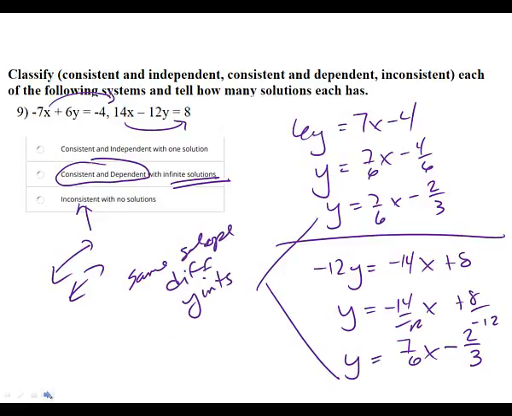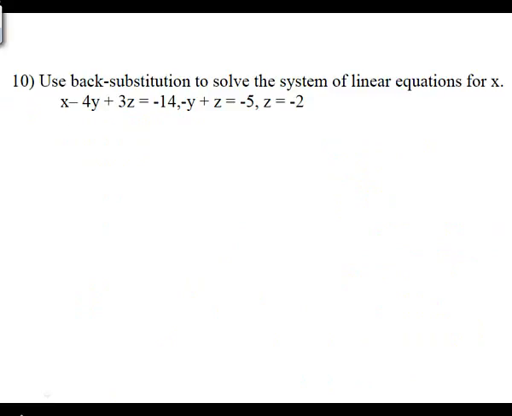All right, number 10. You ready? We're supposed to use back substitution. Even if it didn't say use back substitution, you can see that we have a z, and we're going to plug that in. So plug that into that one. You end up with negative y plus negative 2 equals negative 5. What do I do with the 2?